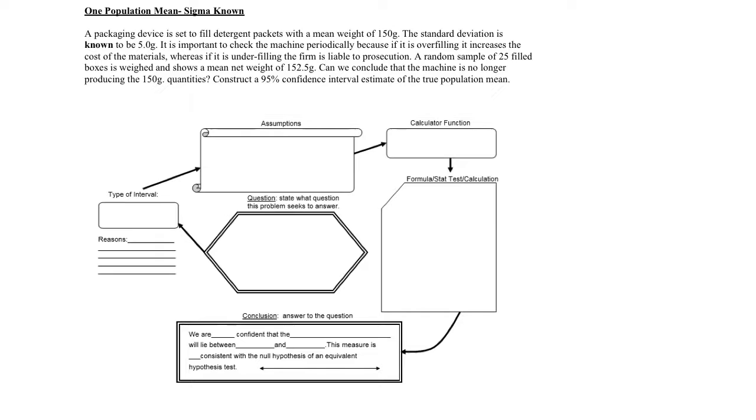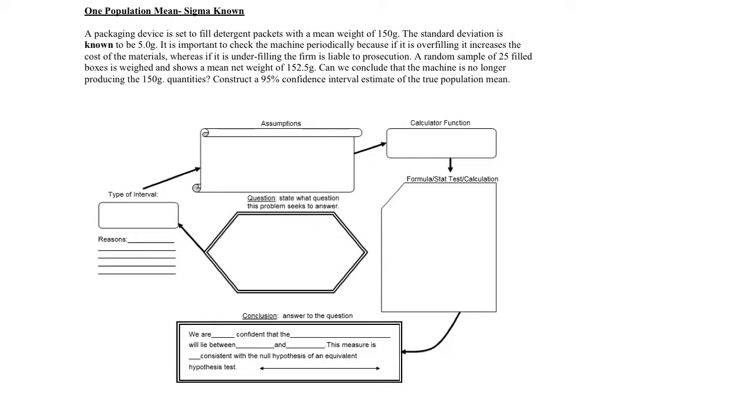A packaging device is set to fill detergent packets with a mean of 150 grams. The standard deviation is known to be 5 grams. It is important to check the machine periodically because if it's overfilling, it increases the cost of the materials, whereas if it's underfilling, the firm is liable to prosecution. All right? So the false advertisement. A random sample of 25 filled boxes is weighed and shows a mean net weight of 152.5 grams. Can we conclude that the machine is no longer producing the 150 gram quantities?